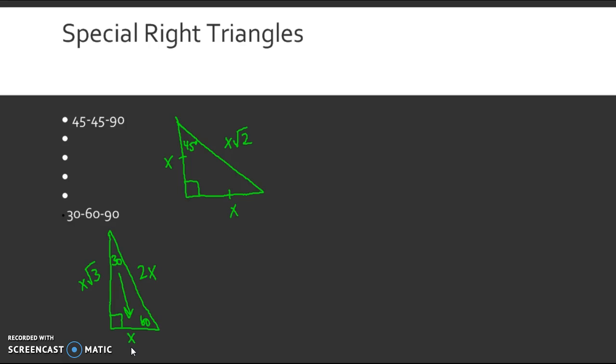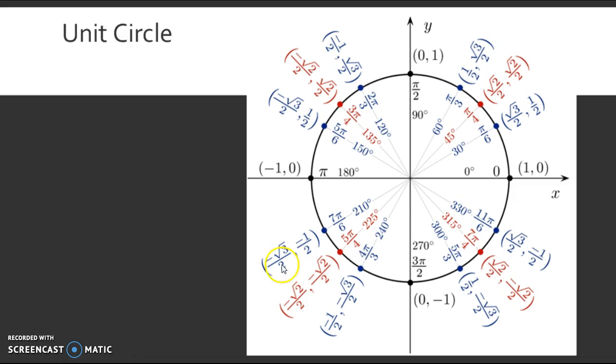We use these special right triangles to fill in our unit circle. Right, so our unit circle has all of those angles. So in our first quadrant, we have the 30 and the 60 and the 45 from our special right triangles. And then those values just repeat all the way around the circle. Right, this is our unit circle, so it's centered at 0, 0, and it's a radius of 1.